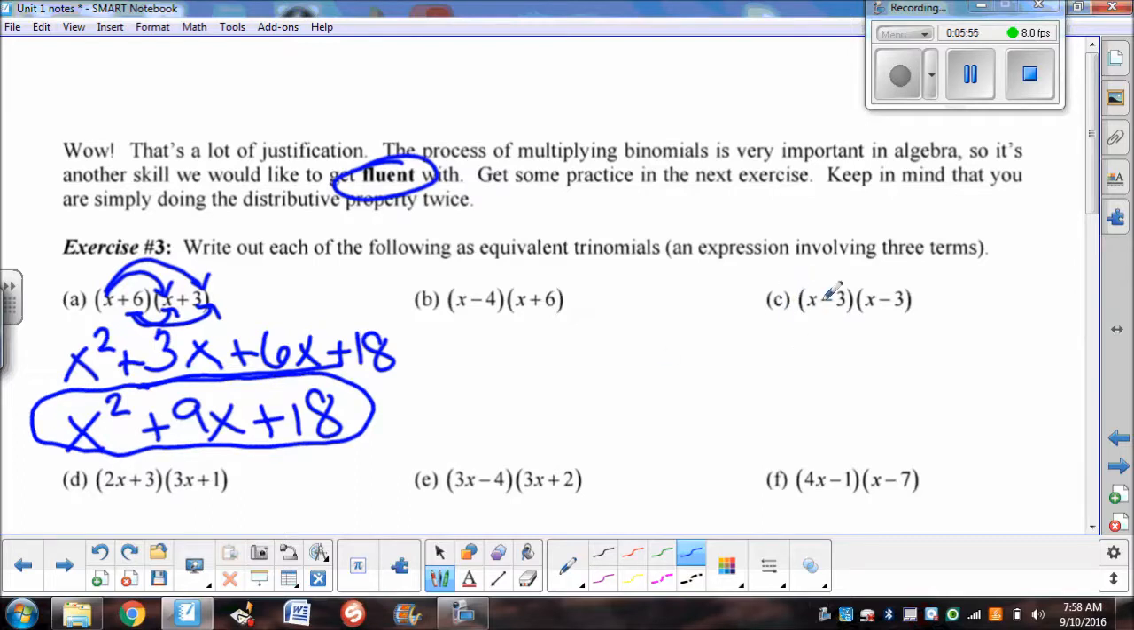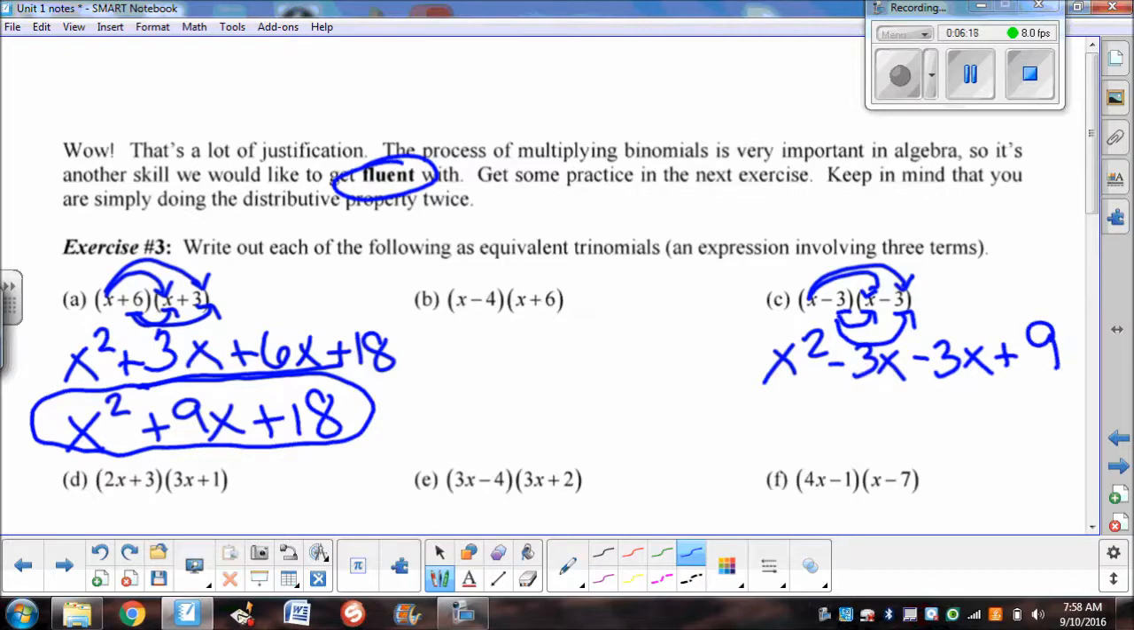Let's hop over to letter C and do the same thing. x times x is x squared. x times negative 3 is negative 3x. Now don't forget, you've got to distribute that negative 3. So negative 3 times x is negative 3x, and negative 3 times negative 3 to finish it out is positive 9. Look for like terms to combine.